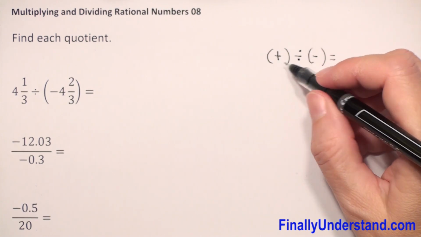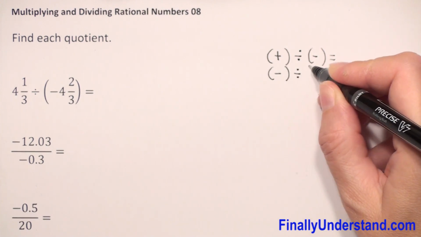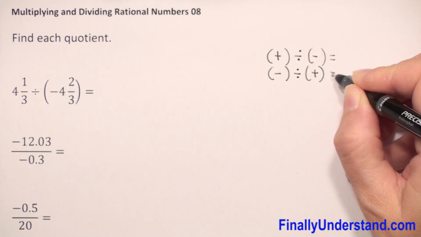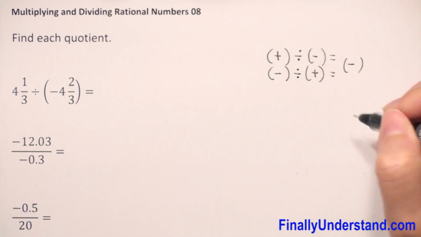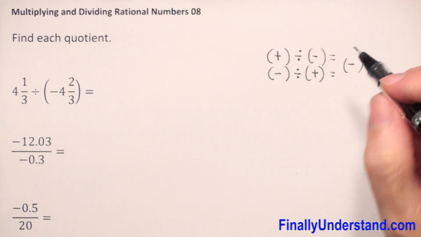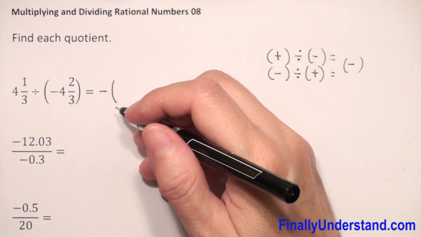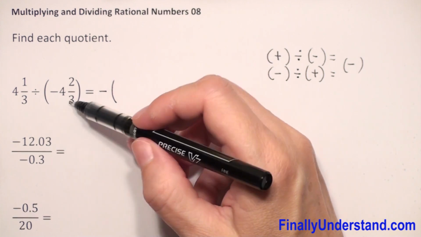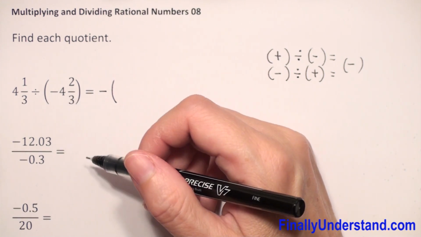When we divide positive by negative or negative by positive, the rule is the same like for multiplication. The result is negative. So we will have negative sign, and in parentheses we have to divide these two mixed numbers. So I will change these mixed numbers to improper fractions.